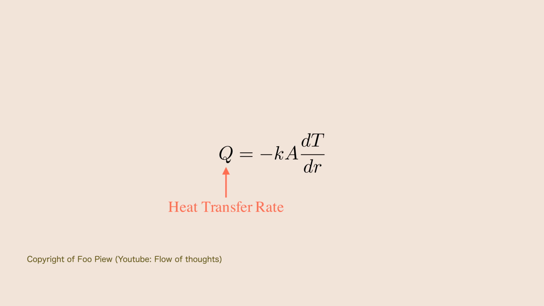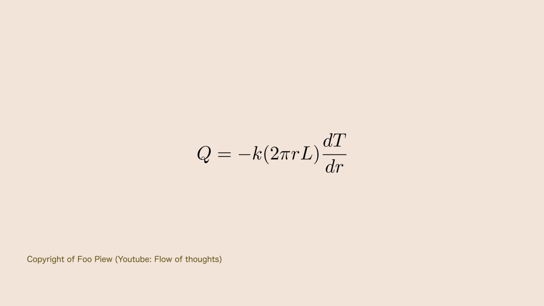the material, the area through which heat flows, and the temperature difference across that area over a small radial distance. For a cylindrical pipe, the area of heat flow is the surface area of the cylinder given by 2 pi r times L, where L is the pipe length.